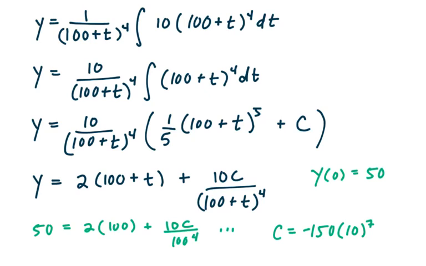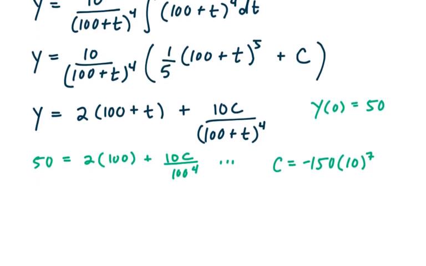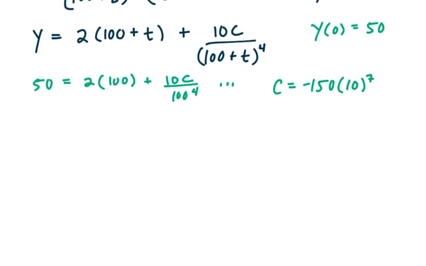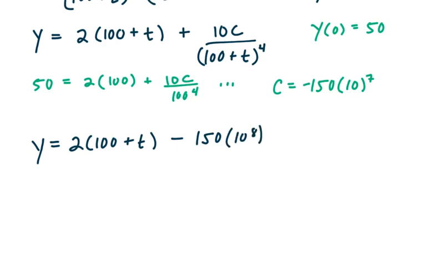So if I know my C value, then my solution here is going to be y equals 2 times 100 plus t minus 150 times 10 to the 8th over 100 plus t to the 4th.